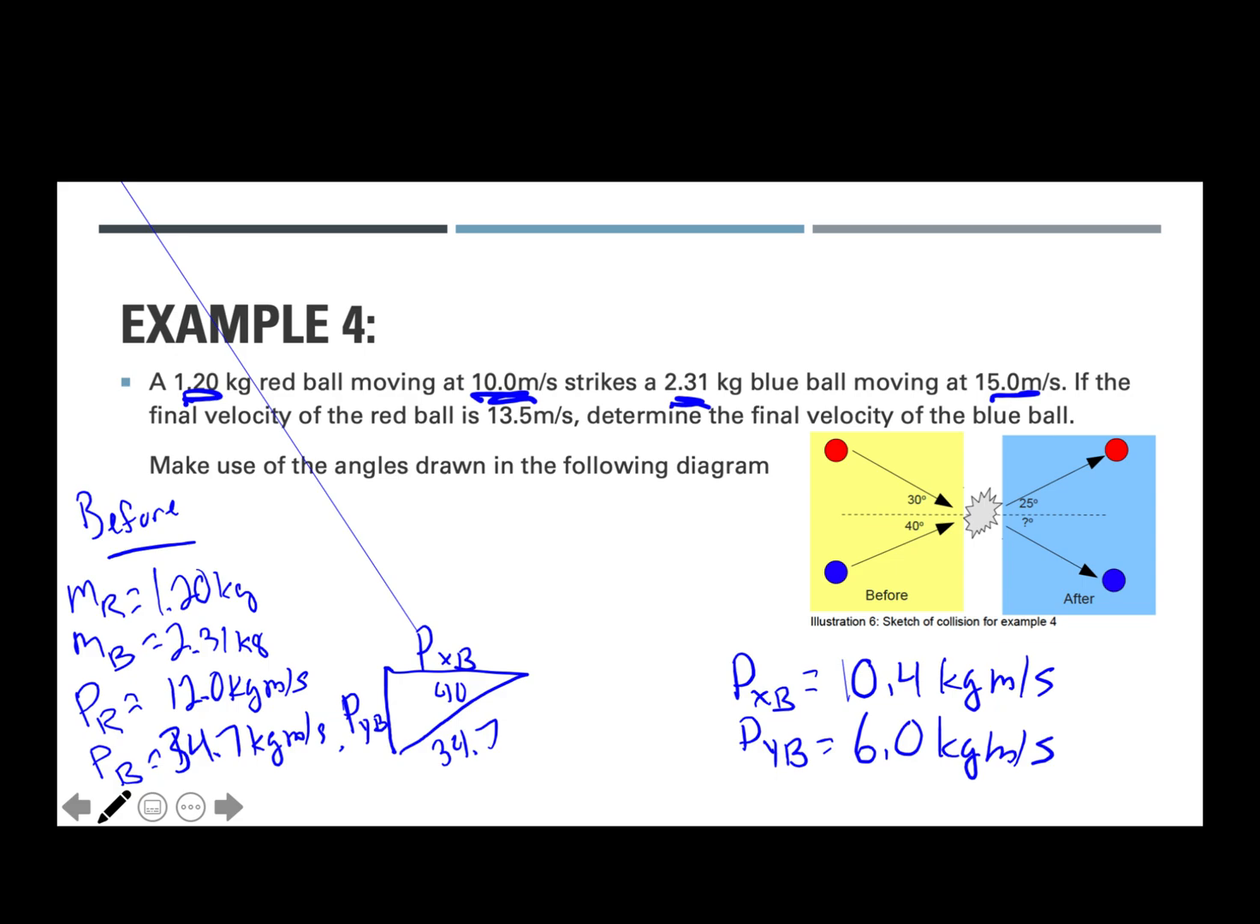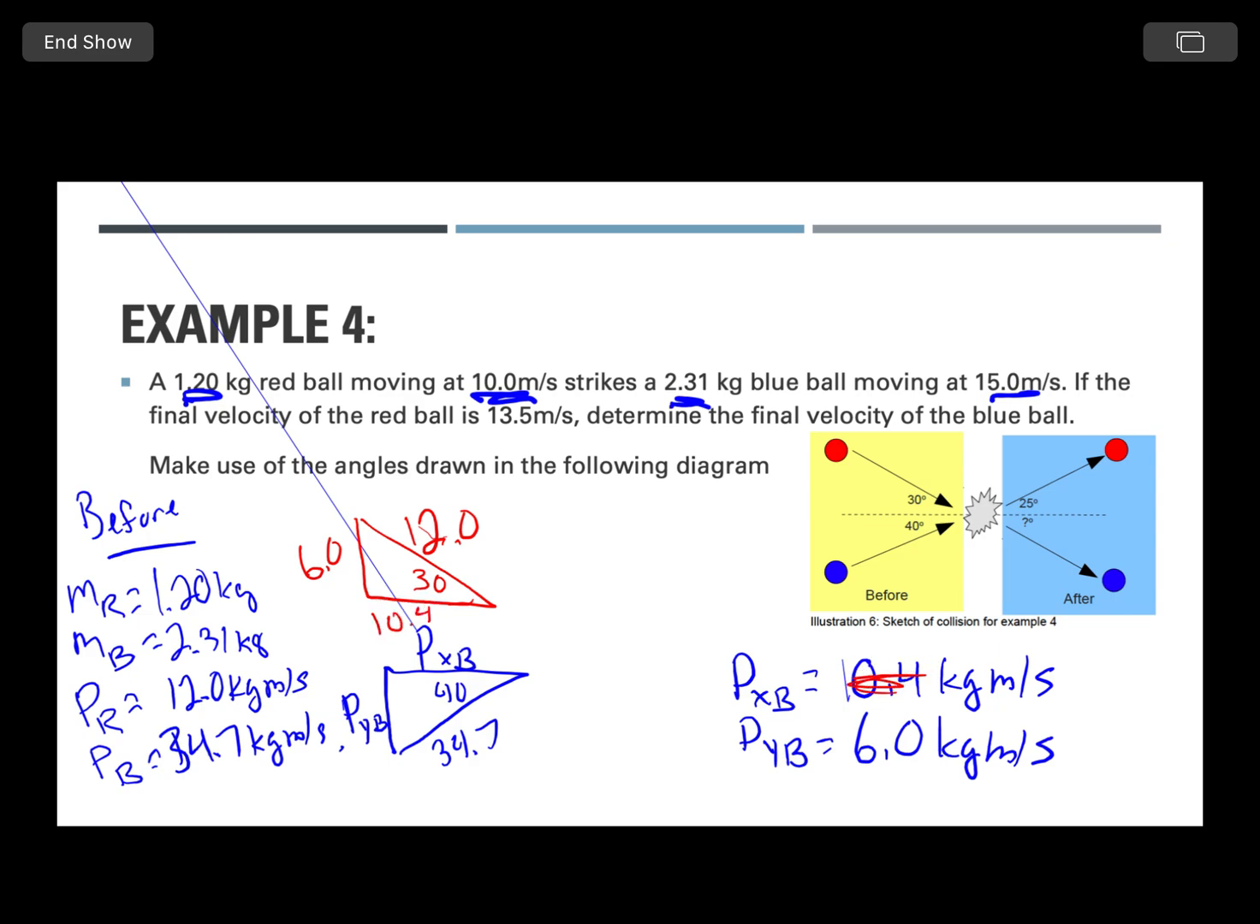Okay, so for the red, this looks a little different. My angle here is 30. My momentum here was, oh, I had some things mixed up. Yikes. That's okay. We'll fix that in a little bit. And then when I do this out, this should be 6.0, and then this should be 10.4. My apologies, I copied the wrong ones down, so I'm just going to fix that real fast.